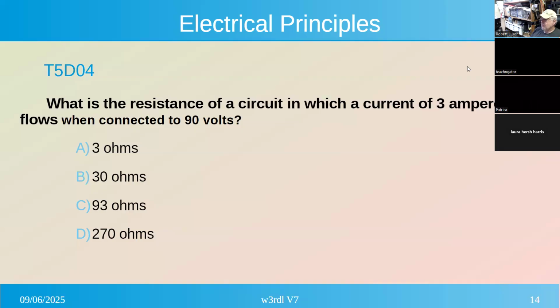Well, let's try a real one. So we have a current of 3 amps and we have a voltage of 90 volts. What is the resistance? The formula: R would be equal to the voltage divided by the current, right?